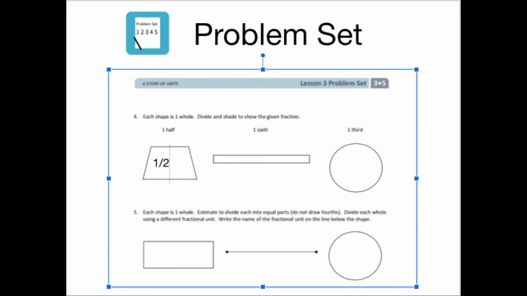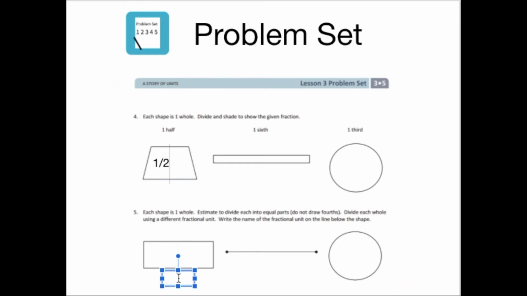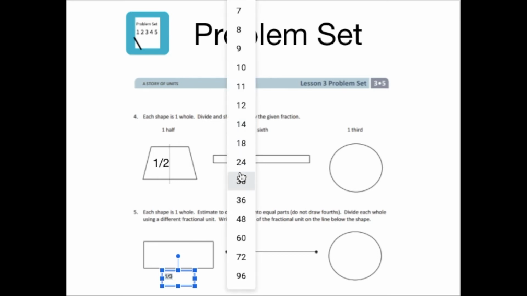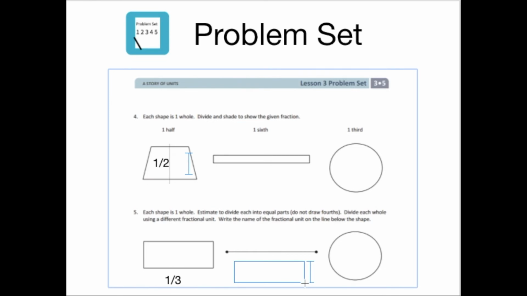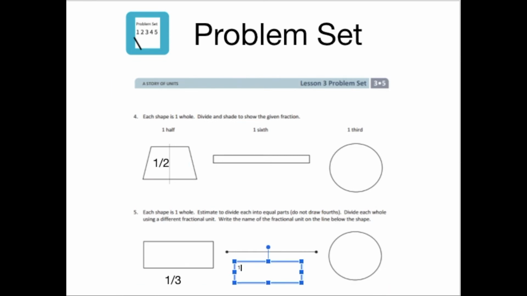So if you would like some additional help, I'll give you the fractions that I'd like for you to show. This guy down here, I want you to show me thirds. I want you to identify 1/3. For our line segment, I would like for you to show me sixths. You're going to identify 1/6. So you should have 6 equal parts on this line segment.